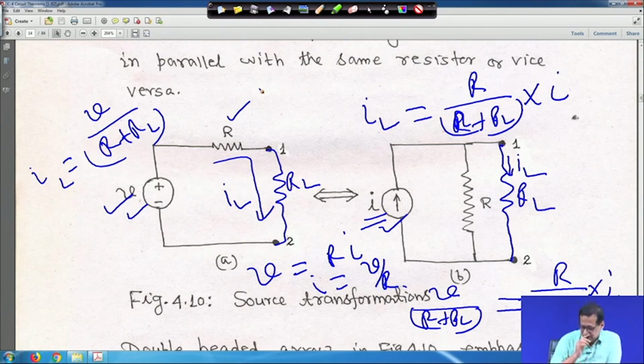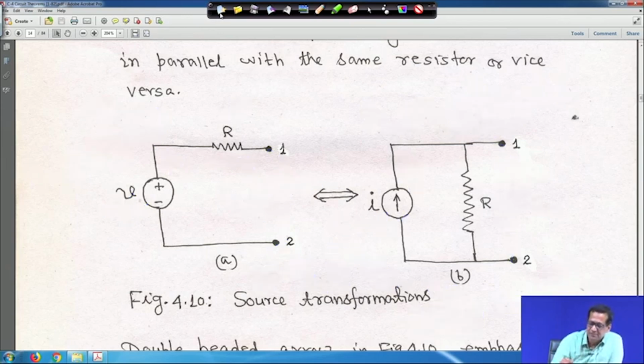Now, regarding the direction, the polarity is plus minus, so the current I is flowing out from here. Here also the current is flowing out from here. So whenever you go for this transformation, if V and R are in series, then I is equal to V upon R.